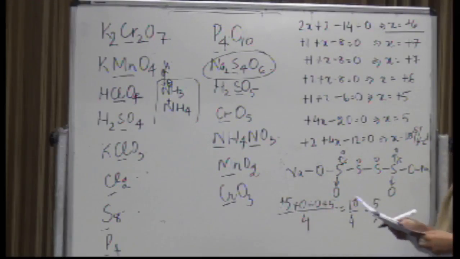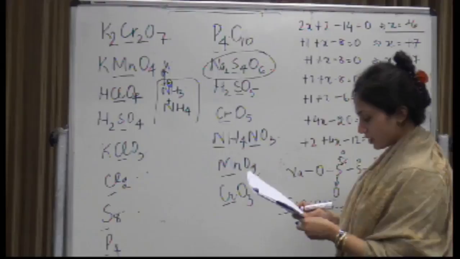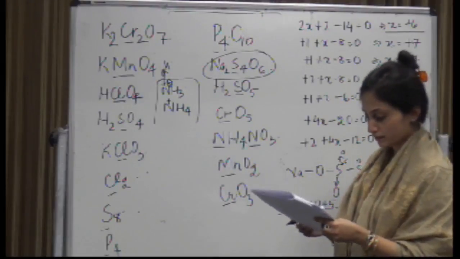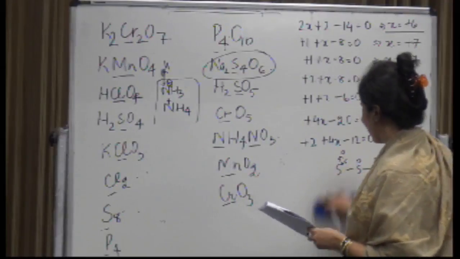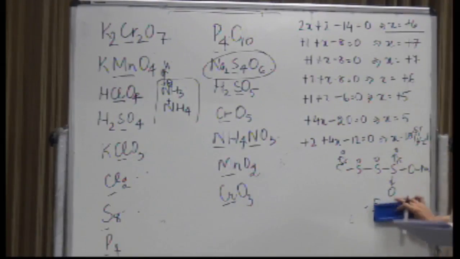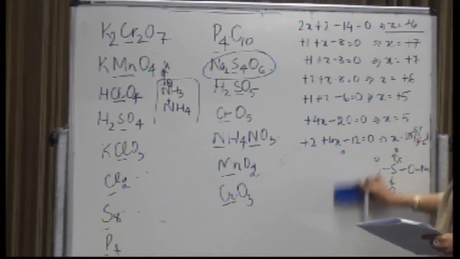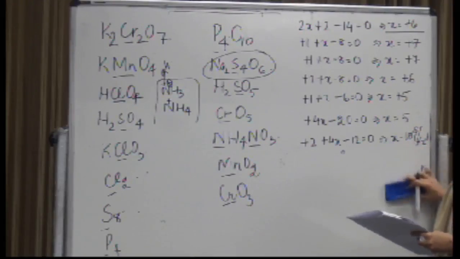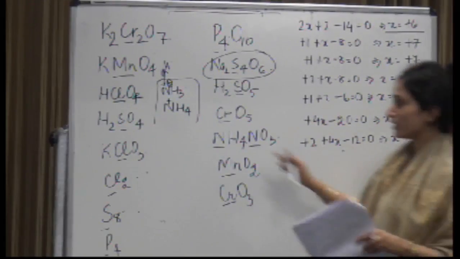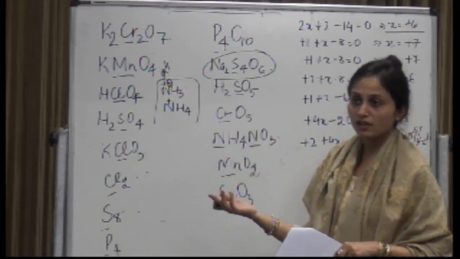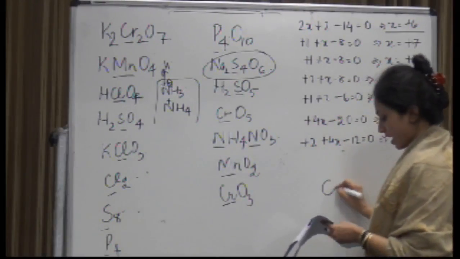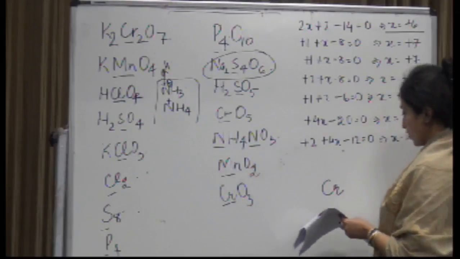Clear? Now for CrO5, what is the oxidation state? No, now that's wrong because you needed the structure. Remember for CrO5, it's again the structure. Now I'll give you the structure, it's not plus 10. How did you find out plus 10? X minus 10 is equal to 0. So you found it to be plus 10. So now I'm giving you the structure, carefully look at it.